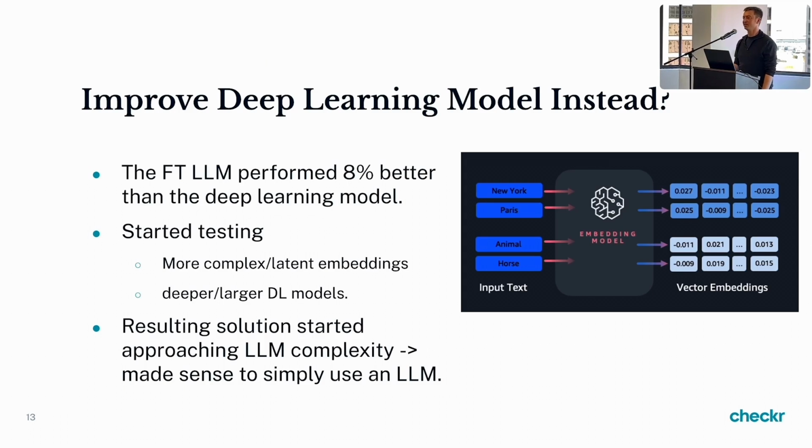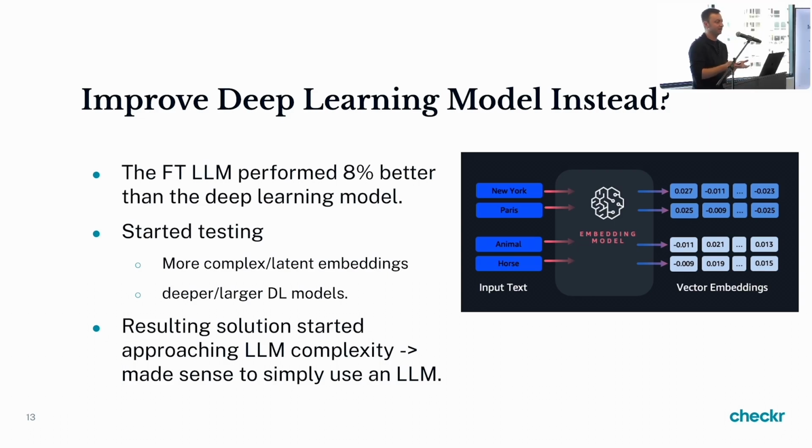Another interesting thing is, okay, I've got this LLM, it works better than my deep learning. Well, can I just make my deep learning model better? Maybe. So first of all, I executed the LLM inference on the deep learning set, and I got 8% better performance with the LLM. Okay, can I make the deep learning model better? And so I started using more complex, more latent embeddings and deeper and larger models, and I got slightly improved results.